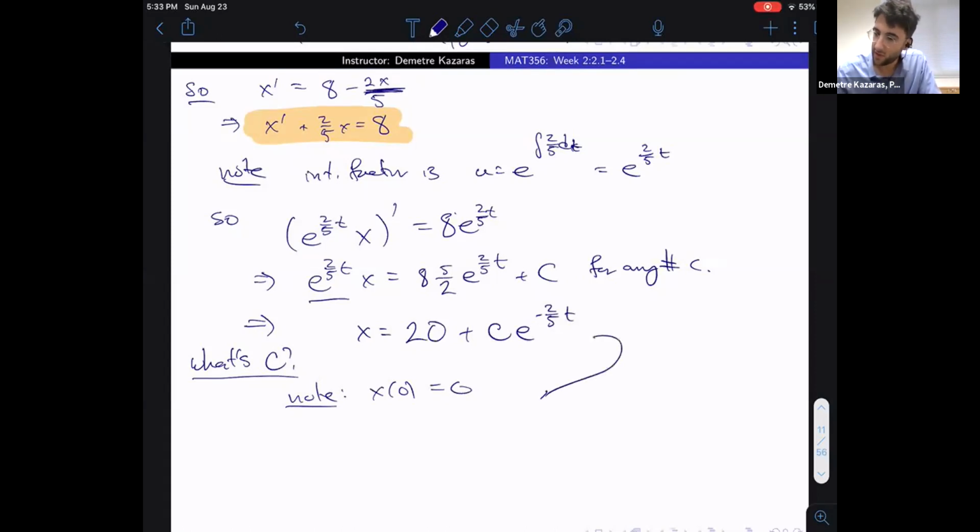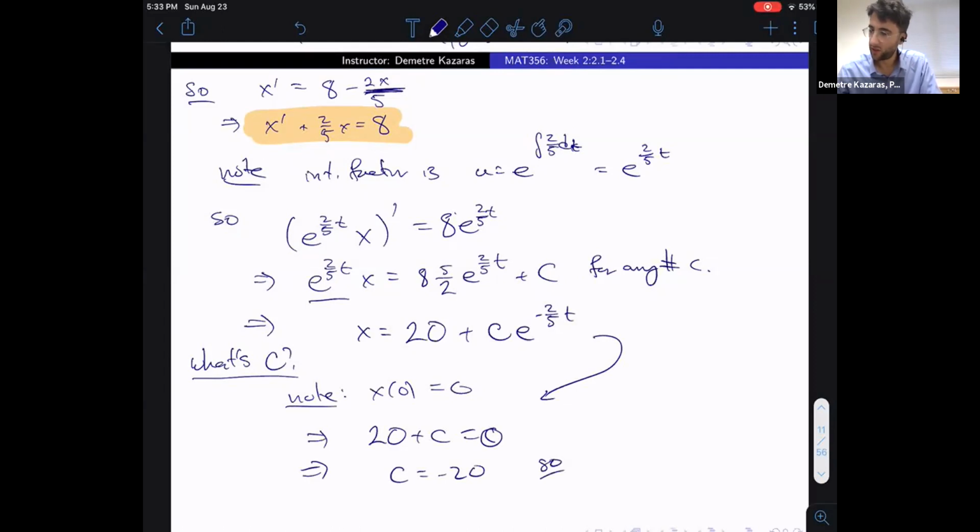Now, in terms of the formula that we have, what does that mean? If I plug in 0 in for t, I just get 20 plus c, and I need that to be equal to 0, because e to the 0 is 1. Or in other words, sorry, c is minus 20.